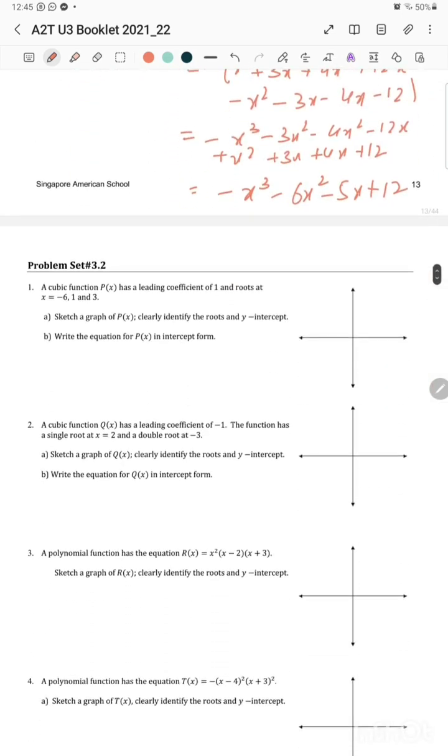Our cubic function p of x has a leading coefficient 1 and the roots are -6, 1 and 3. Sketch the graph of p of x, clearly identifying the roots and y-intercept. So x would be -6, 1 and 3.